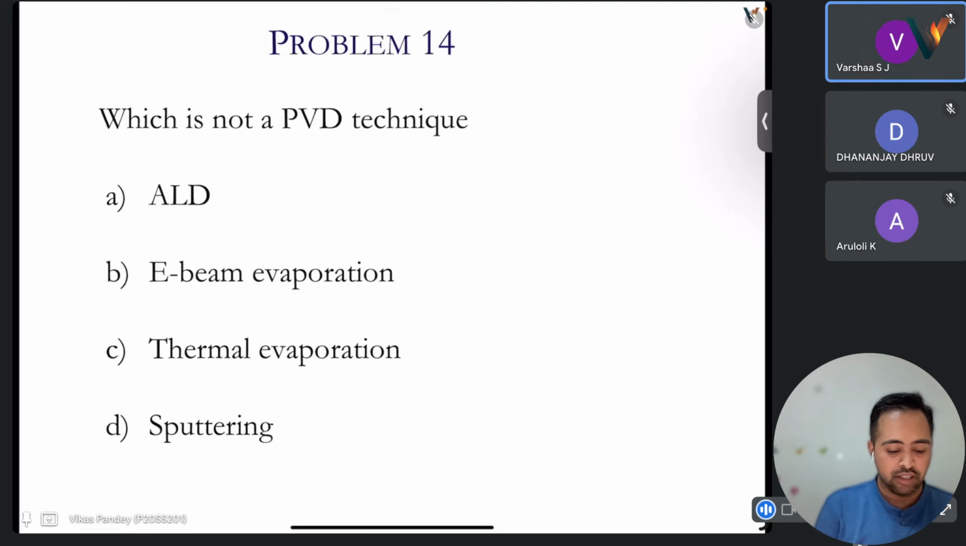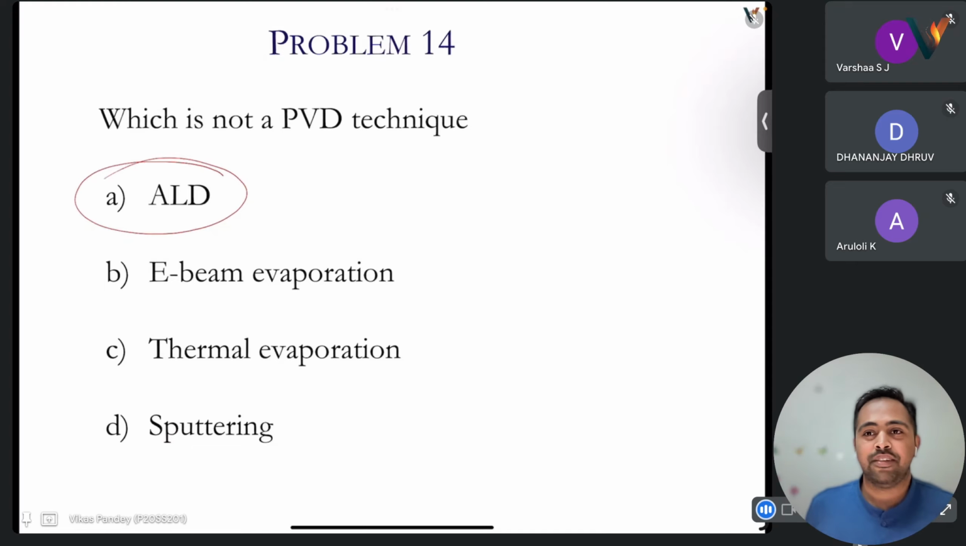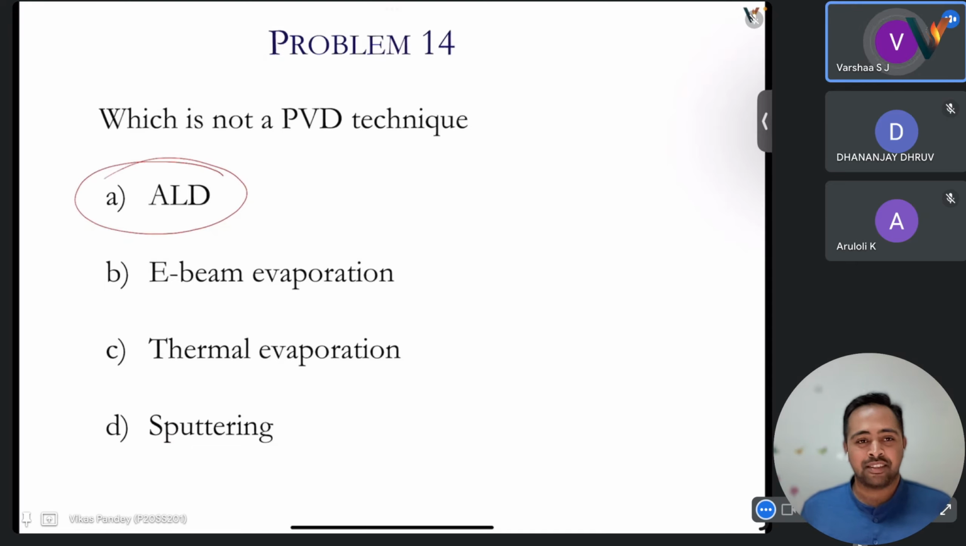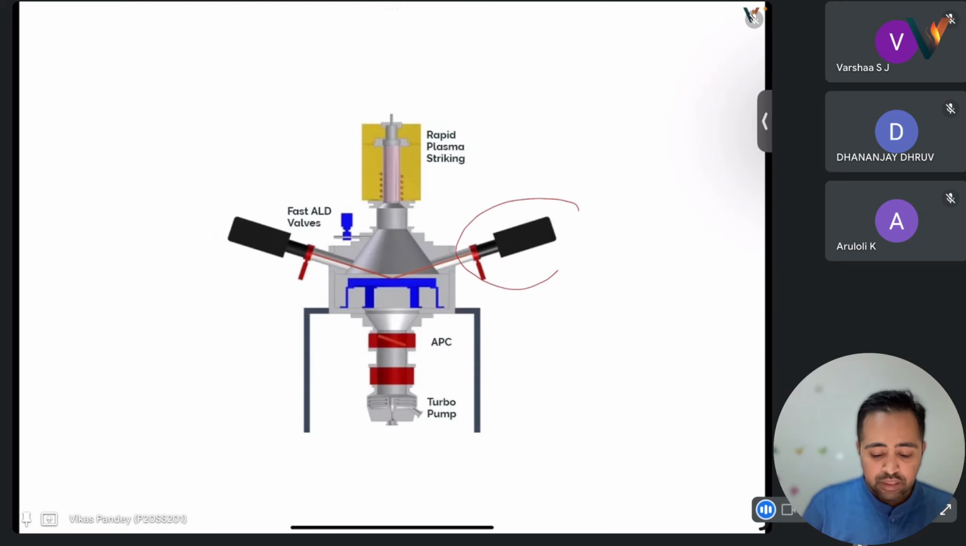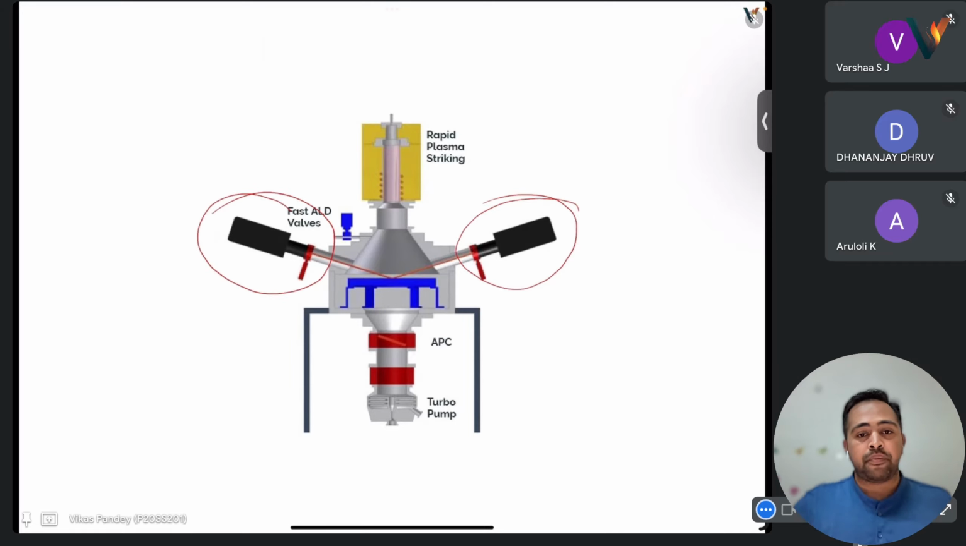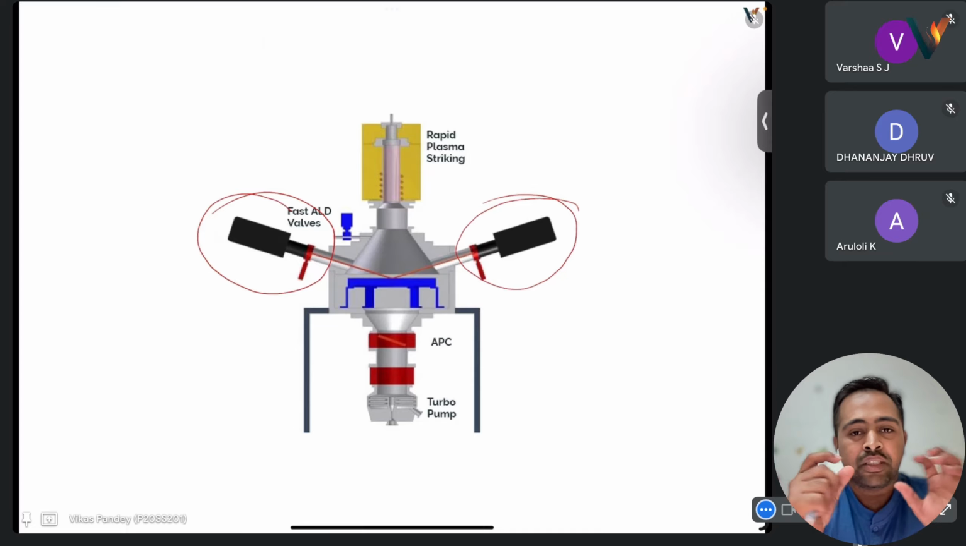ALD. Good. Why ALD? Because that is a chemical vapor deposition. Yes. If you see the process at first, it will look like physical vapor deposition. But here, precursors are put, and then the deposition is happening. The process is very similar to sputtering, where we are creating plasma and all. So it looks like it is a physical vapor deposition, but it is actually a chemical vapor deposition.